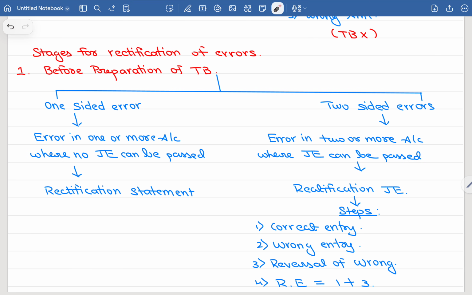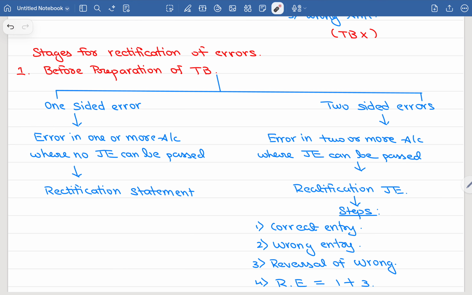First one, before preparation of trial balance. There can be two kinds of errors: one-sided errors and two-sided errors. In case of one-sided error, error in one or more account where no journal entry can be passed. We already know that in case of double entry system of accounting, to pass a journal entry we require two aspects. One is debit aspect and another one is credit aspect. So in this kind of errors, we are not available with the two kinds of aspects for passing a journal entry. That is why we rectify the error by passing a rectification statement only. No journal entry can be passed in this case.